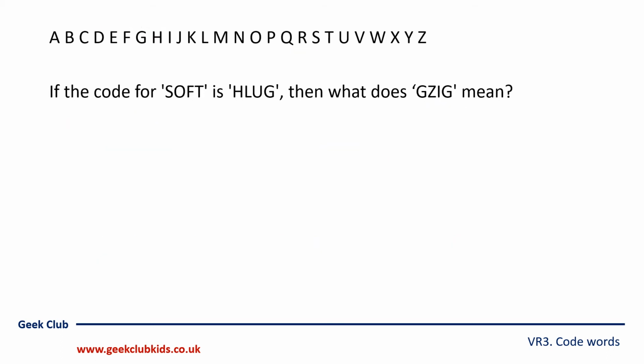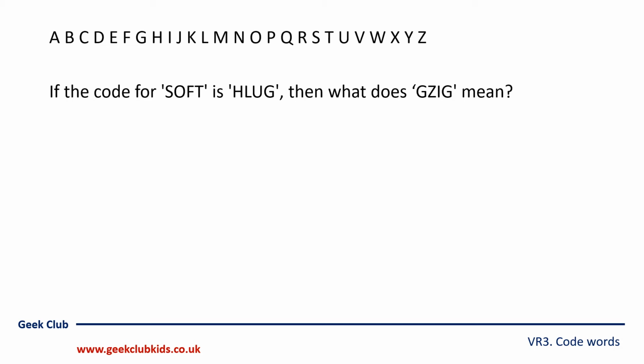There is a third format of code word questions. So we've looked at turning real words to code words and code words to real words by moving forward or backwards a certain number of spaces in the alphabet. But the third type is about reflections, and I think it's easiest if we go through an example. Let's look at this. If the code for soft is HLUG, then what does GZIG mean?